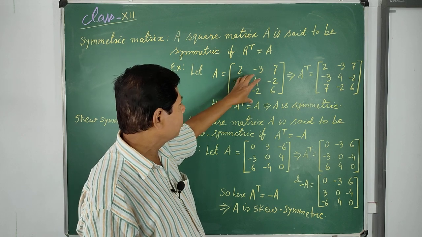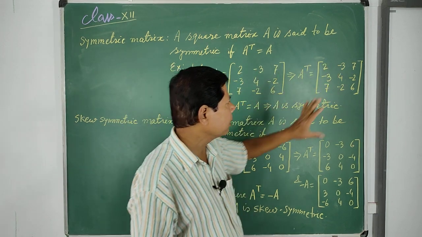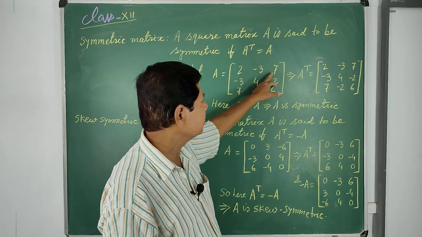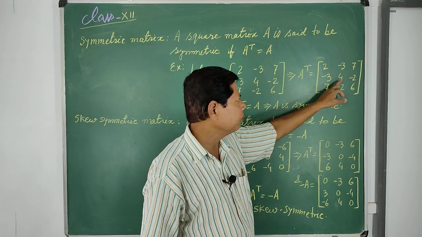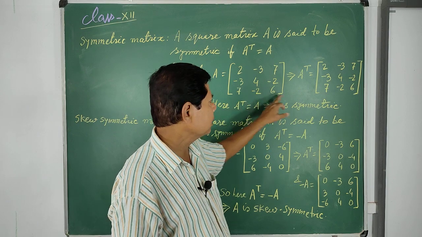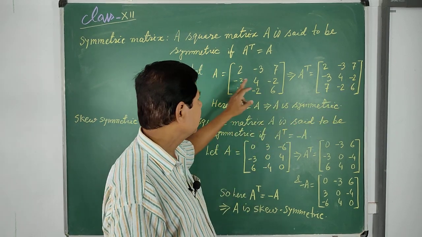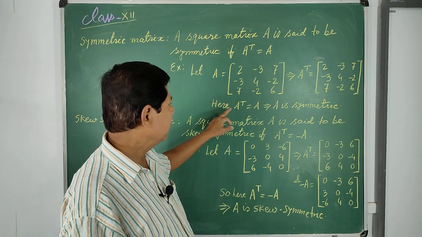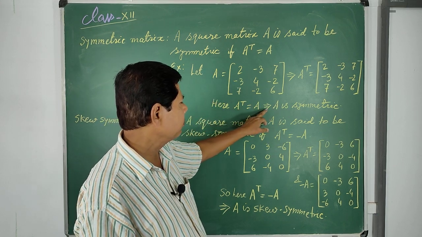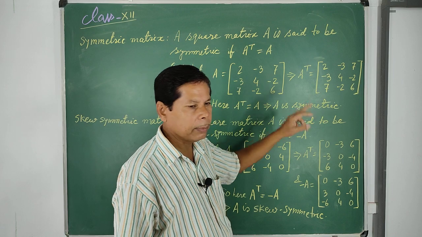Now if you closely observe these two, they are same. You see 2 -3 7, 2 -3 7. -3 4 -2, -3 4 -2, 7 -2 6, 7 -2 6. That means the transpose of the matrix is equal to matrix itself. So here A transpose equal to A, this implies A is a symmetric matrix.